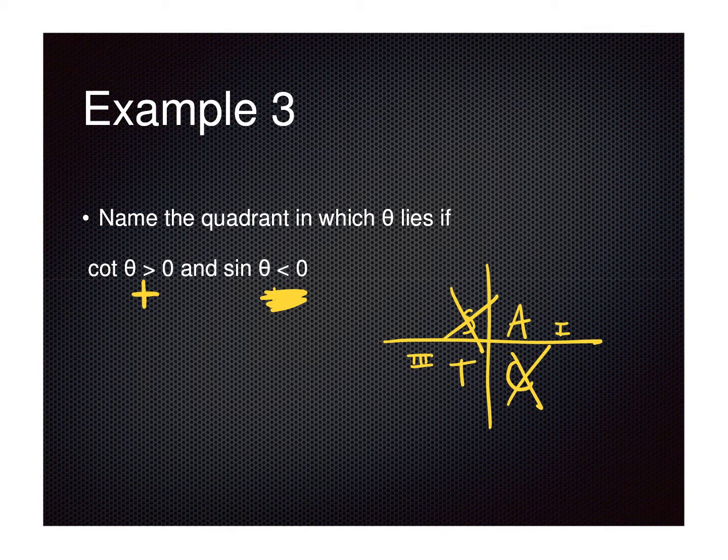Now this says sine is less than 0, so sine has to be negative. In A, everything is positive, so it's not going to be in quadrant 1. So then the only thing that we're left with is quadrant 3. And why did you cross out C? Because C is cosine. So only cosine and its reciprocal are positive in C.